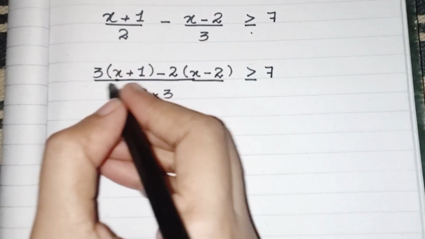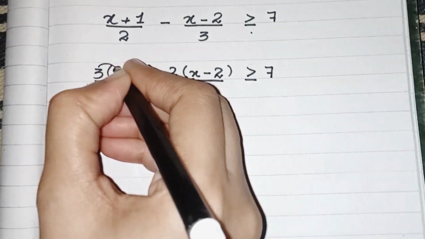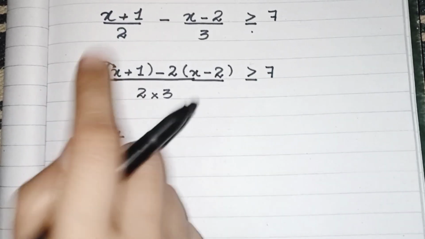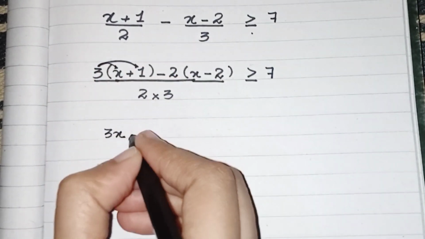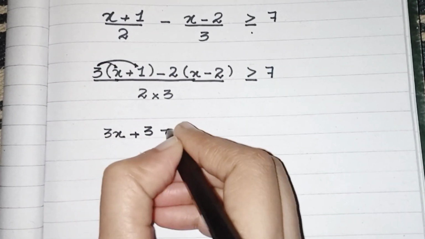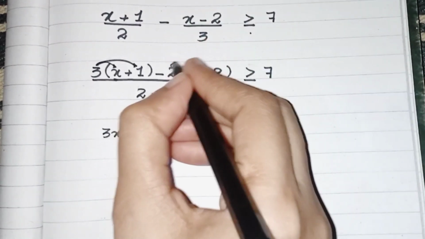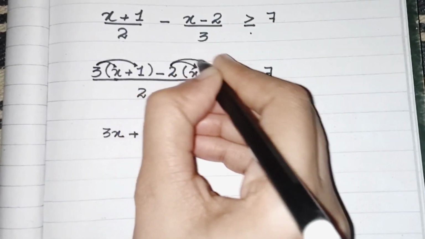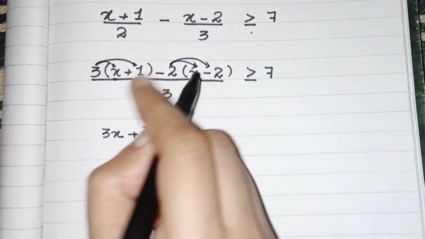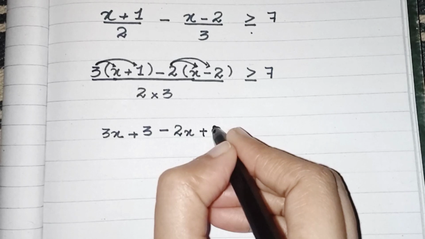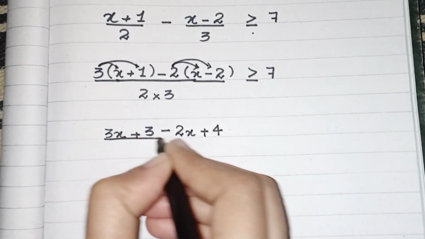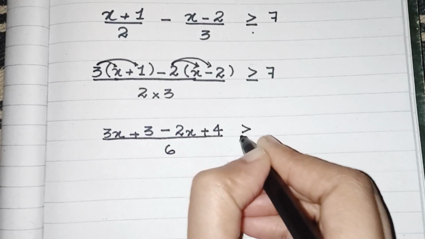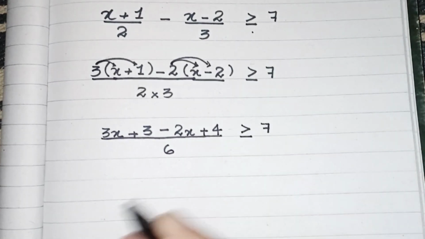Now this 3 will be multiplied by the whole bracket, so it will be multiplied by x, which results in 3x. Now 3 multiplied by 1 results in plus 3. Minus 2 multiplied by x results in minus 2x, and minus 2 multiplied by minus 2, so minus minus will be plus, and 2 into 2 results in 4. 2 into 3 results in 6, greater than or equal to 7.